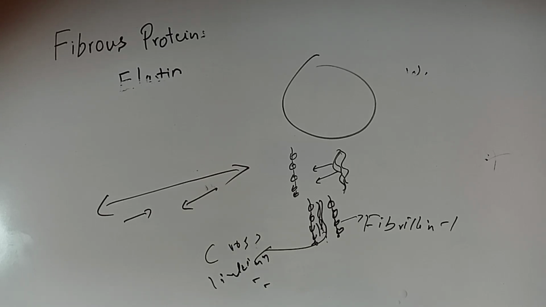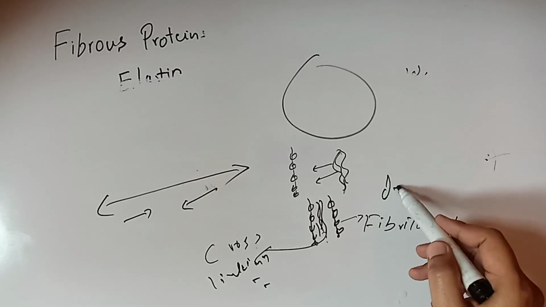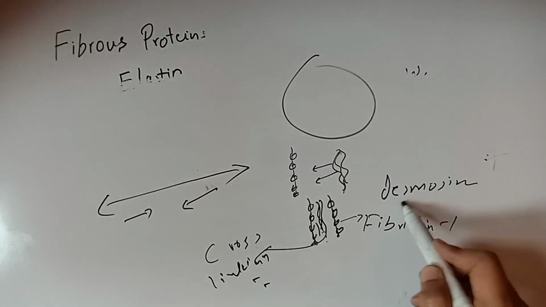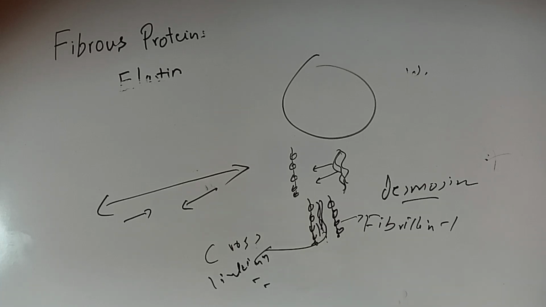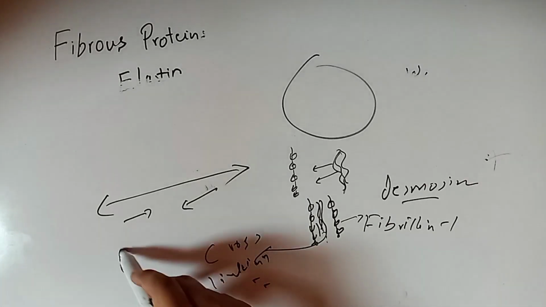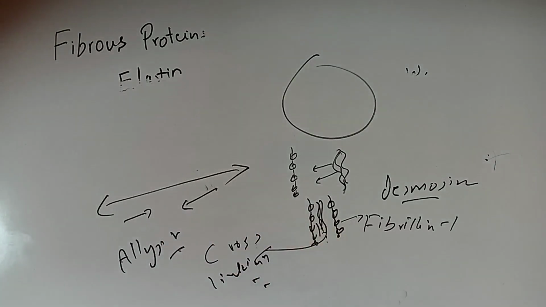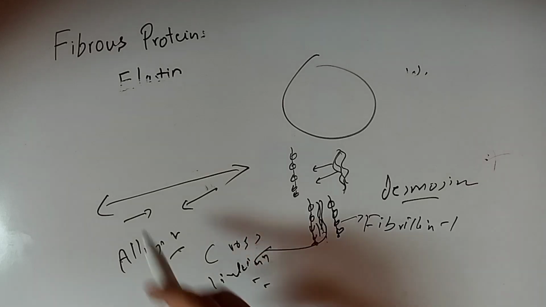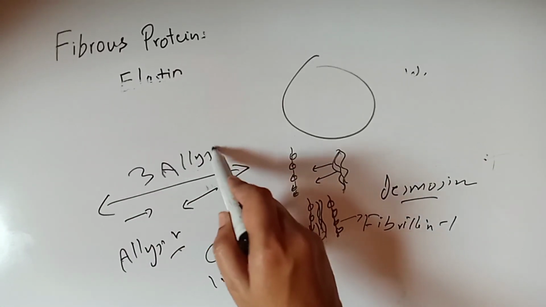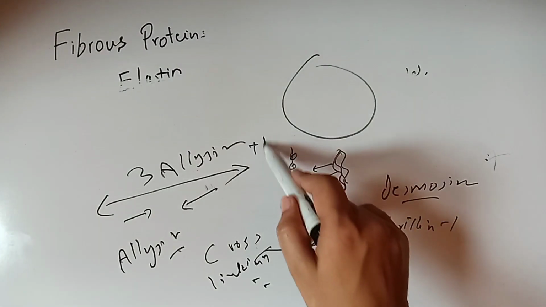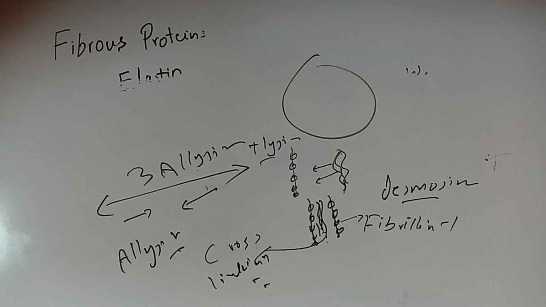Another thing we should know is that the major linkage which occurs in the elastic fibers is the desmosine linkage. What happens? The lysine residues present in the elastin fibers are oxidized to allysine, as previously discussed in the structure of collagen as well. Three allysine molecules join with one lysine residue and form a desmosine linkage, which is a complex bonding that imparts high strength and elasticity to these elastic fibers.